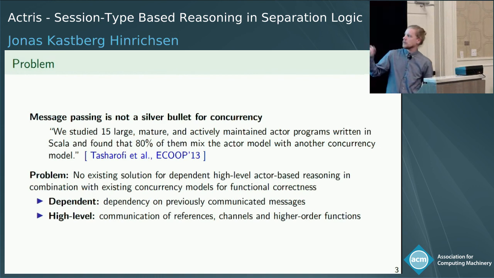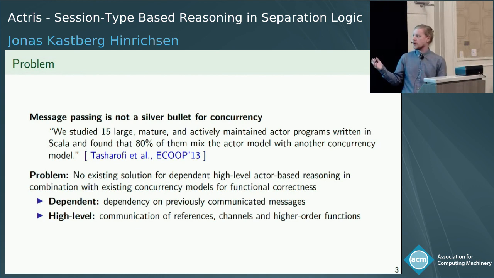Well, Tasharov et al. investigated 15 large-scale Scala distributions and found that 80% of them actually combine the actor model with existing concurrency models, meaning that message passing, while very nice, is not necessarily a silver bullet for writing any concurrent software.